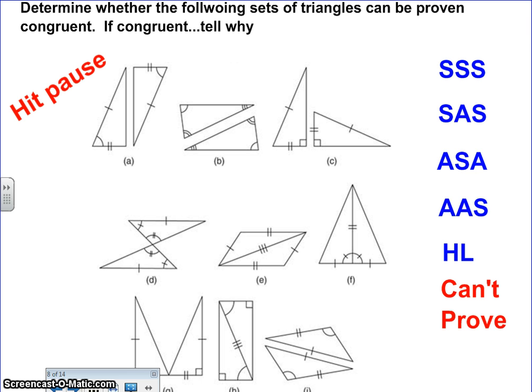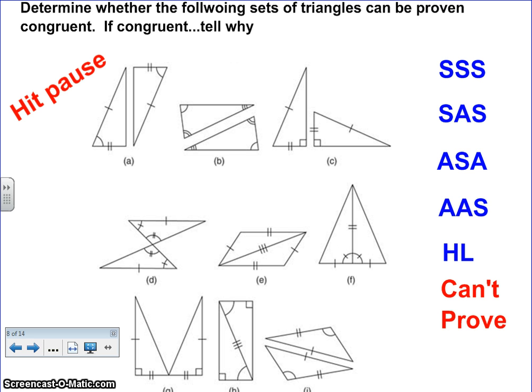So I want you to hit pause one more time and practice a little bit with matching these up. Over on the right, I've got all of the different relationships that can prove that 2 triangles are congruent. We've got side, side, side; side, angle, side; angle, side, angle; angle, angle, side; hypotenuse, leg. And then I've got can't prove. There are 2 of them up here that we can't prove are congruent on the information given. So go ahead and give that a shot. Take your time, hit pause.